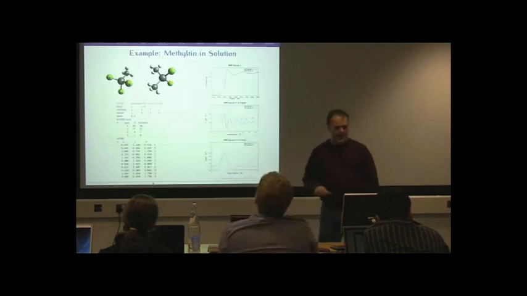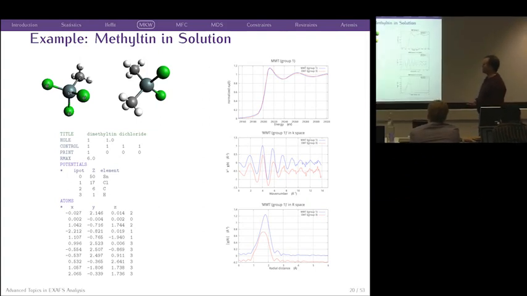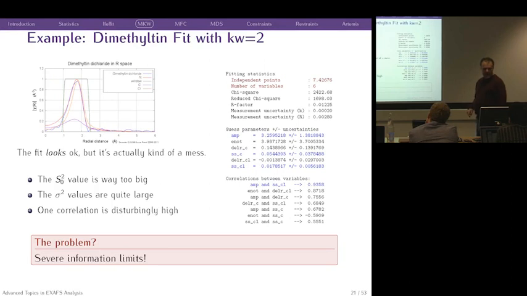Here's this methyl tin thing that I referred to yesterday, where we have some data that are slightly different depending upon how many chlorines we have in the thing. And if I do a fit with only k weight of 2, we get actually not a bad fit. The red line is pretty much on top of the blue line pretty well. The R factor is really small.